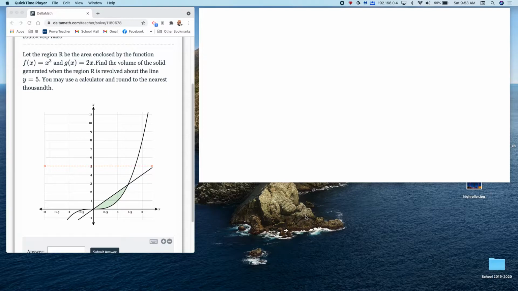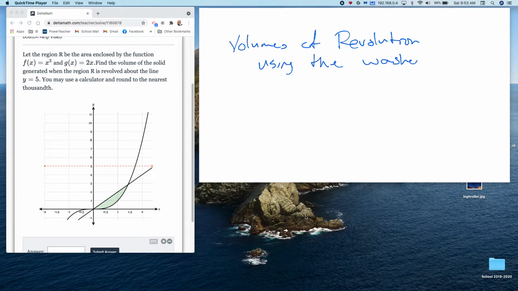On Friday, we're going to work with more volumes of revolution. But we're going to call this using the washer method. And the key on this is we're still integrating area from A to B to generate volume.